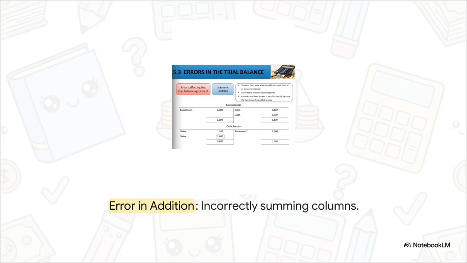Then there's the classic addition error right inside the ledger. In this example, the cash account has 2 sales, RM1200 and RM1000. Obviously, that should be RM2200. But if you quickly add it up as RM2000, you're suddenly shorting your debit side by RM200. The trial balance is going to flag that miscalculation immediately.